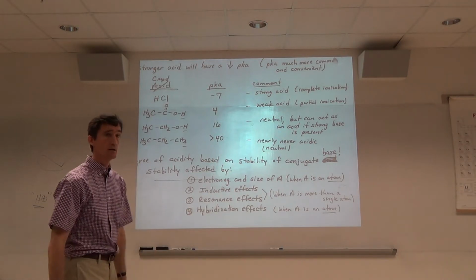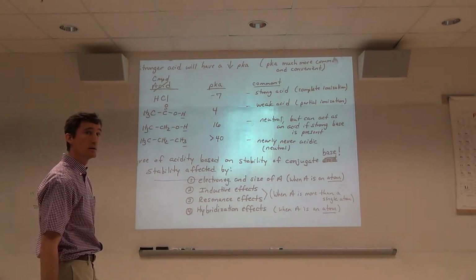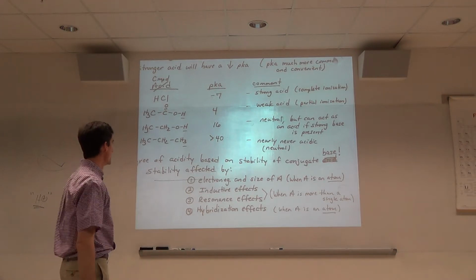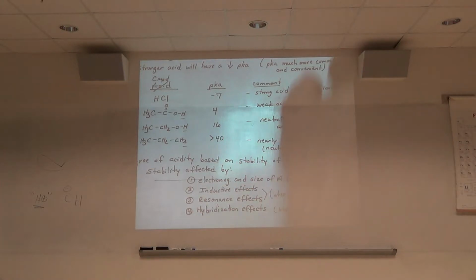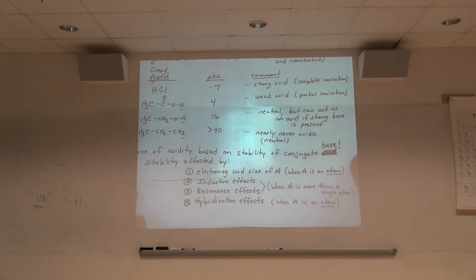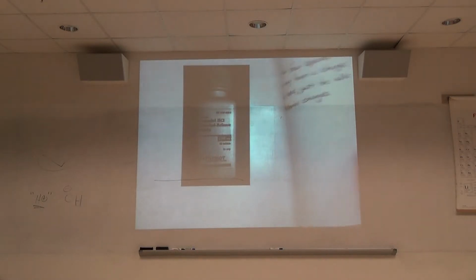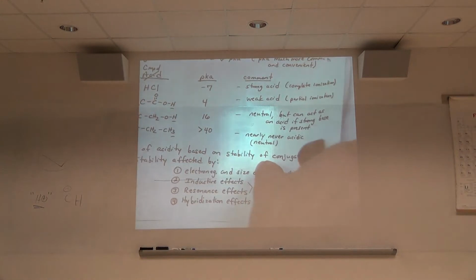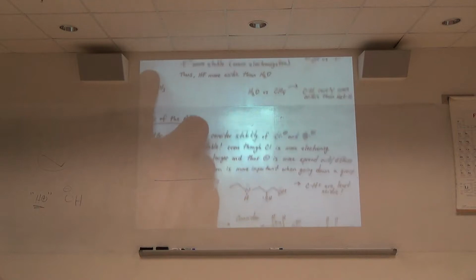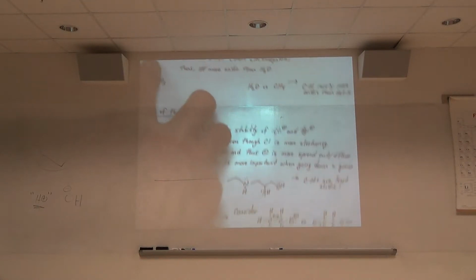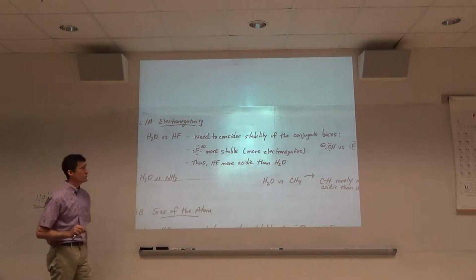Tom, is this why HF is a weak acid even though it has a stronger inductive effect? Because of the size of the atom? Yes, we will see that. Okay, number 1, electronegativity and size of the A. Now here I use A. On the previous sheet I used Z. They're both commonly used. Neither one is on the periodic table. Okay, first thing is electronegativity. Water versus HF. Which one's a stronger acid?